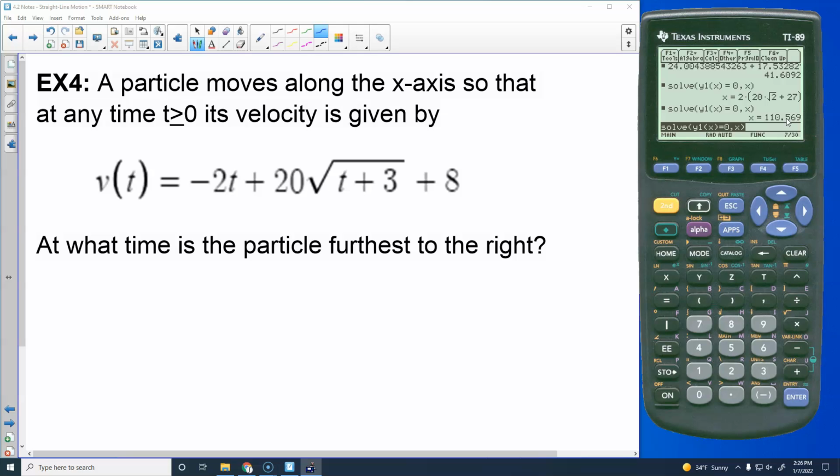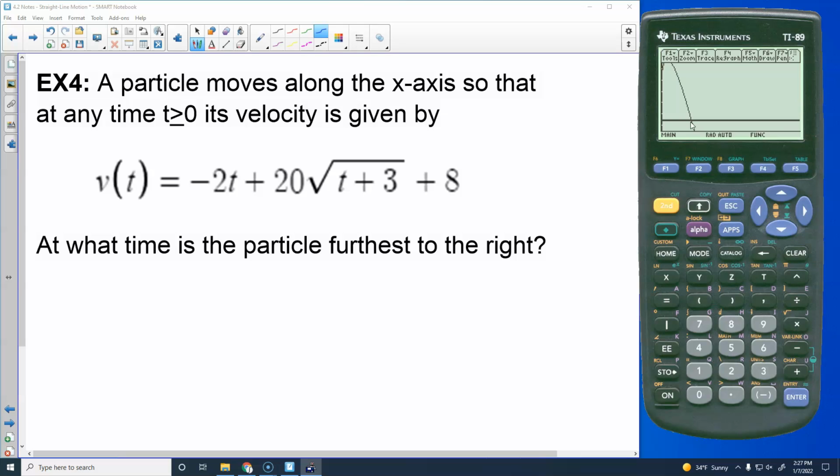This is exactly what I want. Okay, good. So let's think about what's happening from 0 up until this point, which is 110. Our particle's going to the right. What happens after that? Left. So when's it furthest to the right? It has to be at 110 because it had to start over here somewhere, go to the right, and then it goes back to the left forever. So it has to be right here at that point.